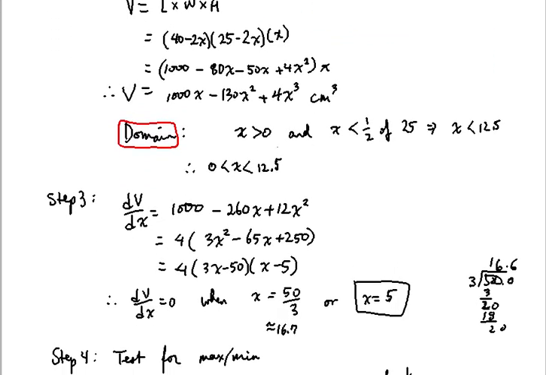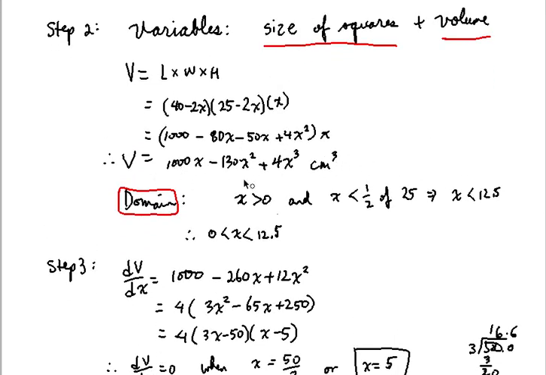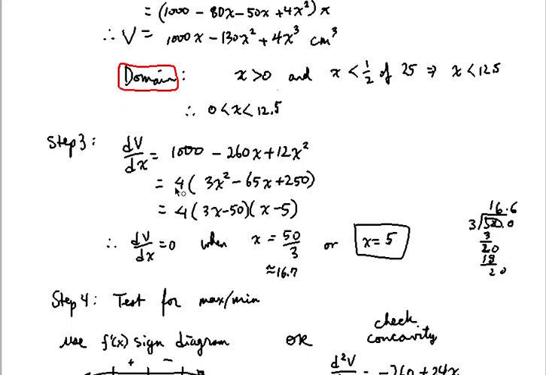Okay, so now once I've built my function, which is this nice function, I can take the derivative, and I end up with 1000 minus 260x plus 12x squared. I take the derivative and find the zeros, so I factor it all out, set it equal to 0, and my zeros are x equals 50 over 3 or x equals 5.